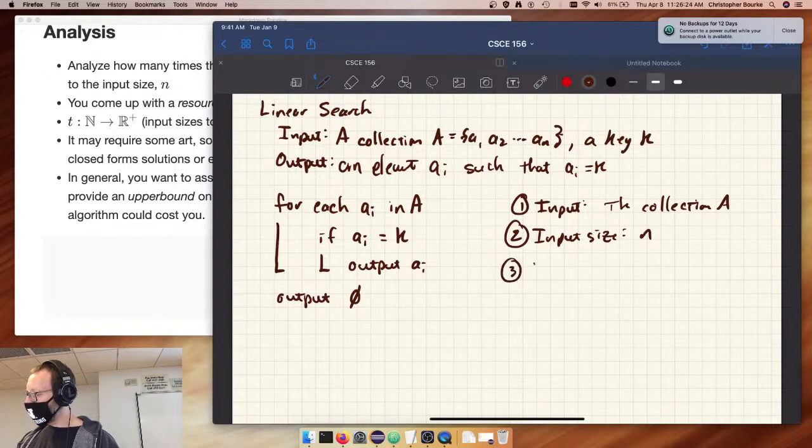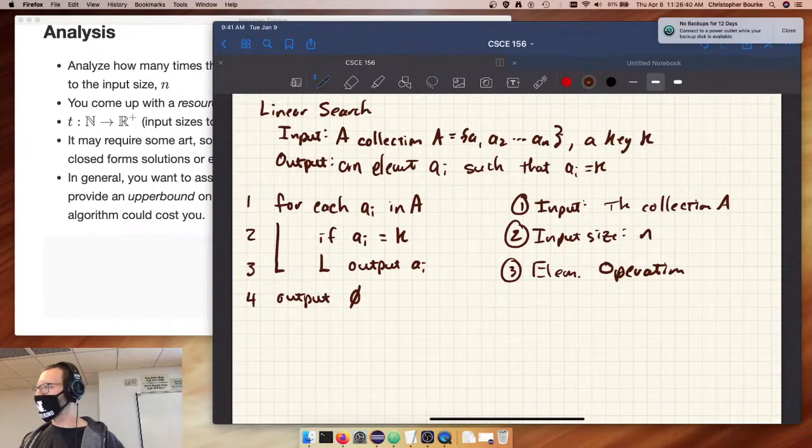3, what's the elementary operation? So before we answer that question, here's another trick when writing pseudocode. Oftentimes, you'll want to make reference to a line number. So let's go back and number our lines. 1, 2, 3, 4. Okay? All right, so what's the elementary operation here? The comparison on line 2. This one right here. I like that.